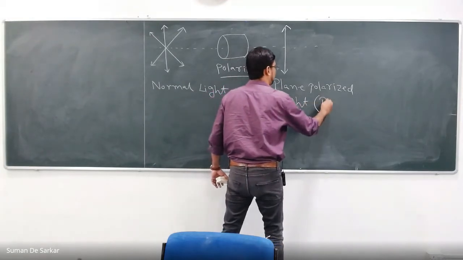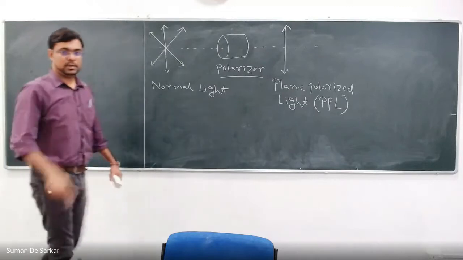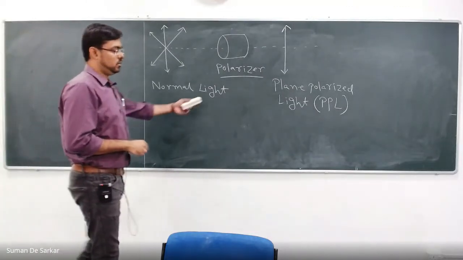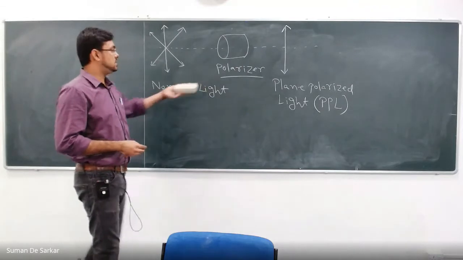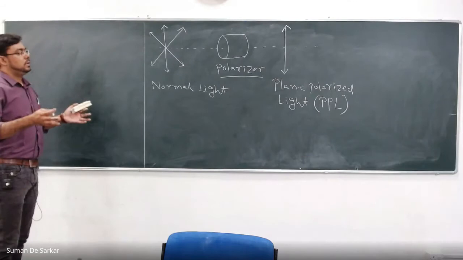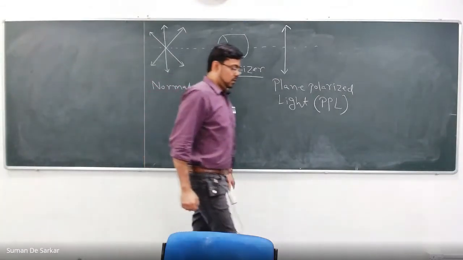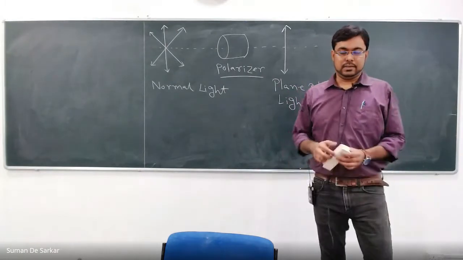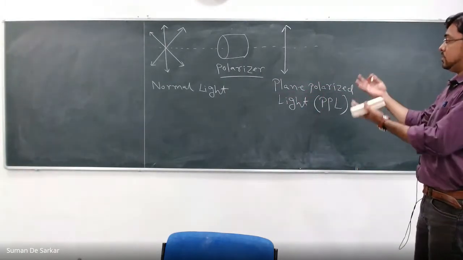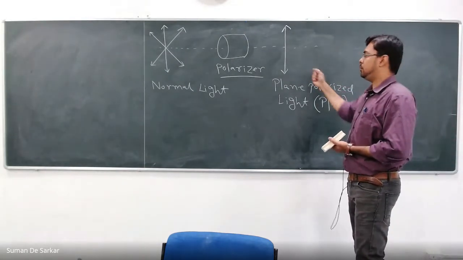So in short, I will write it PPL, plane polarized light, where the electric field is oscillating in a particular direction. So no chemistry, only physics. He was a physicist, Huygens, the Dutch guy. He discovered that, and he left it there. Yeah. So from there, another physicist knew the discovery of plane polarized light, and then he used that one, the plane polarized light.